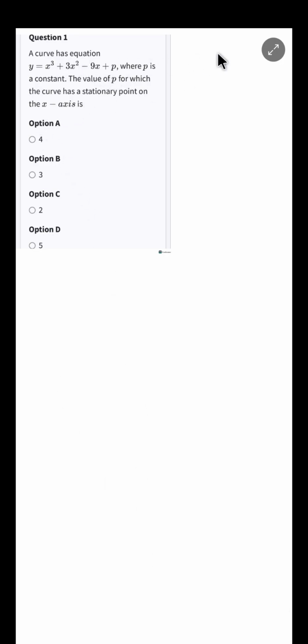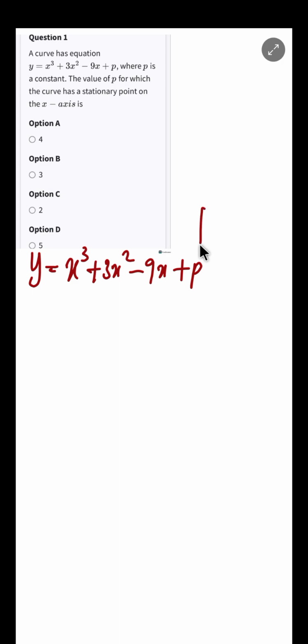A curve has equation y equals x cubed plus 3x squared minus 9x plus p, where p is a constant, please take note of that. The question asks us to find the value of p for which the curve has a stationary point on the x-axis.